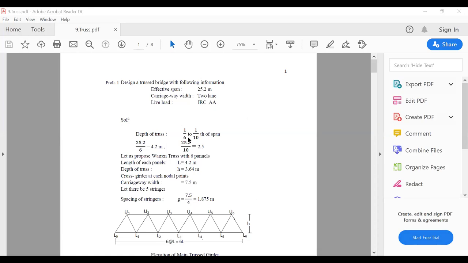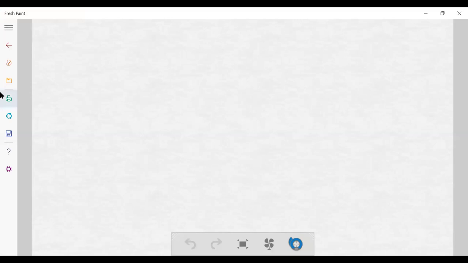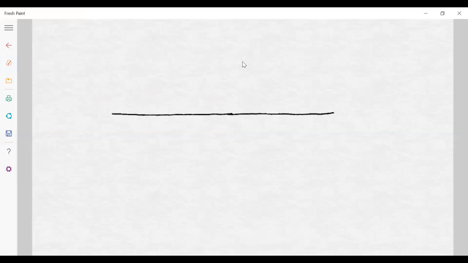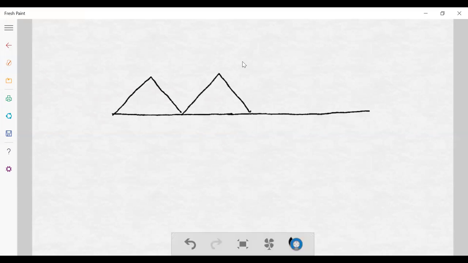Now, in this truss problem, there are 6 panels. I will draw it and show it to you now. Are you able to see me drawing? Yes, sir. Okay.